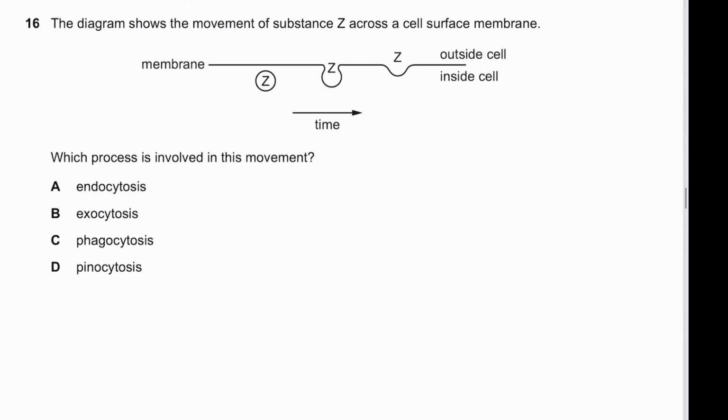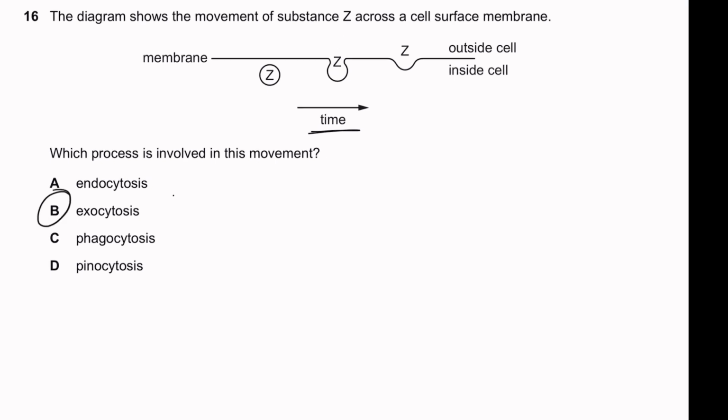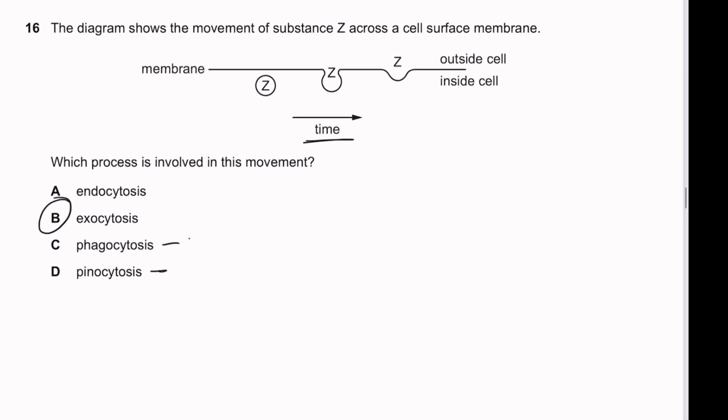Moving on, the diagram shows movement of substance Z across the cell surface membrane, and here outside the cell, inside the cell, and time. And so here basically you can see that Z is going out of the cell. It's exocytosis. And so you can see over time it's moving towards the cytoplasm and not away, and that means it's exo and not endocytosis. How do I know it's not phagocytosis? Phagocytosis and pinocytosis, they are forms of endocytosis, except basically here we're engulfing pathogens, bacteria, that type of stuff. Pinocytosis, here we're engulfing liquids, but we're not releasing, we're engulfing. That's how you differentiate.